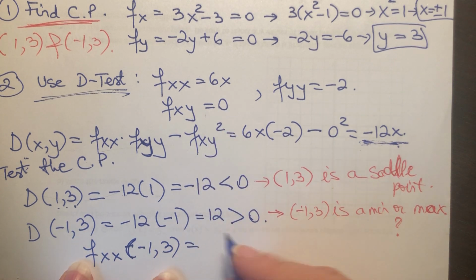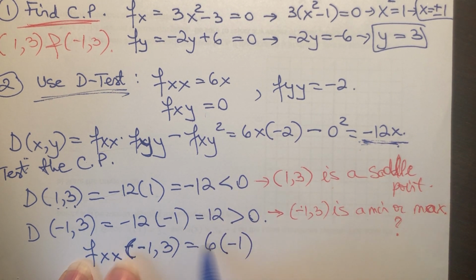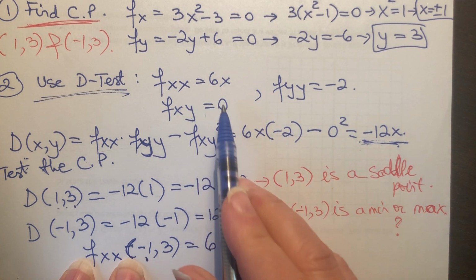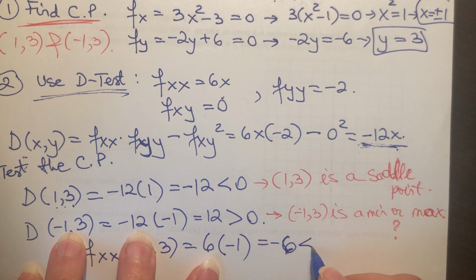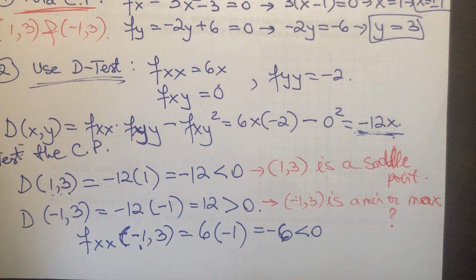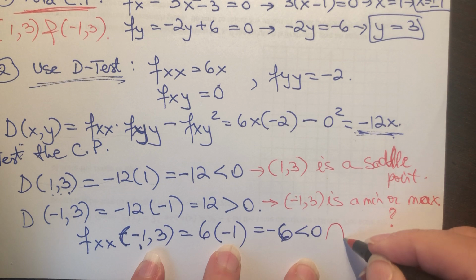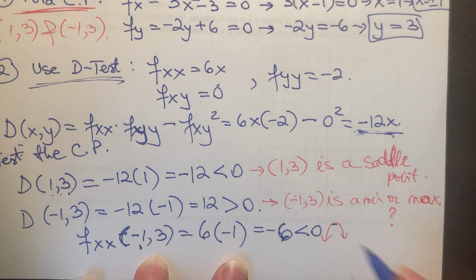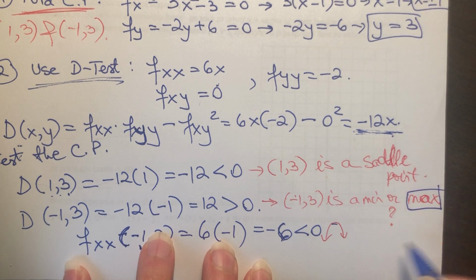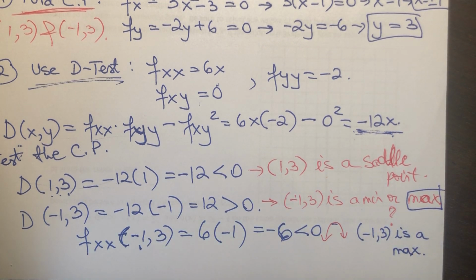So fxx is 6x. So when I plug in the x of -1, yes, in here into this function, I'll get a -6, and that's a negative, right? So a negative means just as it meant in chapter 2, there you got yourself a sad face. So a sad face means again a maximum, yes? So one more time means -1, 3 is a max. Okay, so that leads to a maximum value.